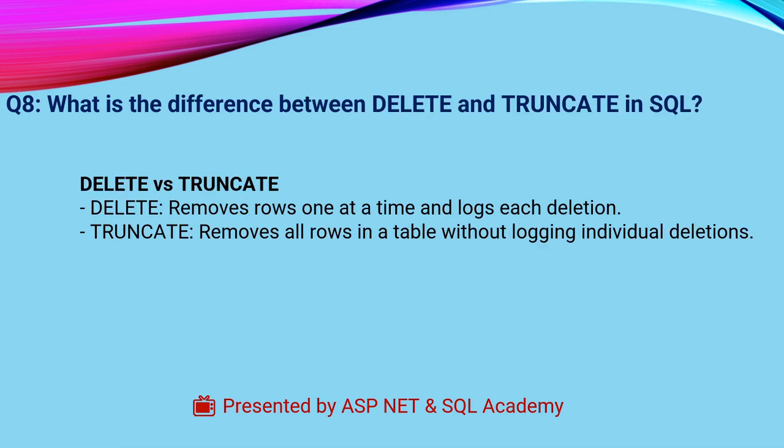The delete statement removes rows one at a time and logs each deletion, which makes it slower for large tables. In contrast, truncate removes all rows in a table without logging each deletion, making it faster but non-recoverable.